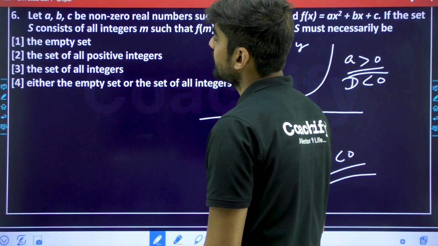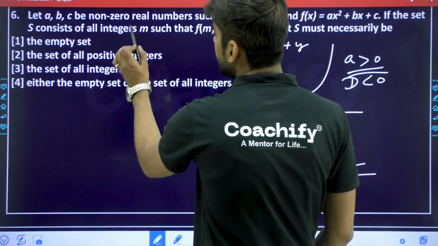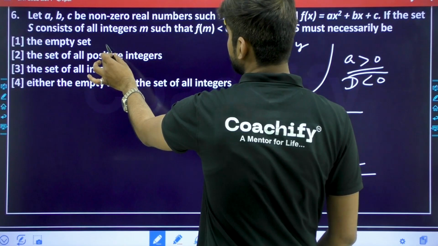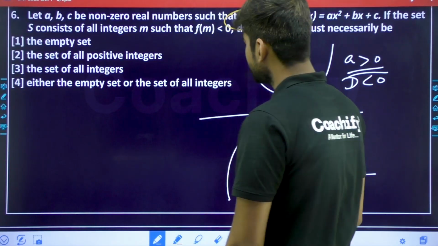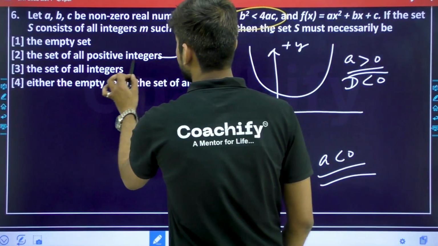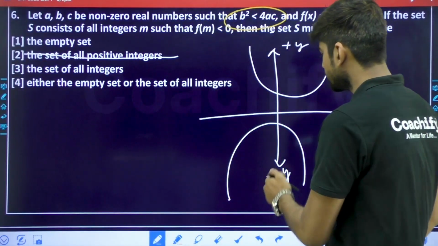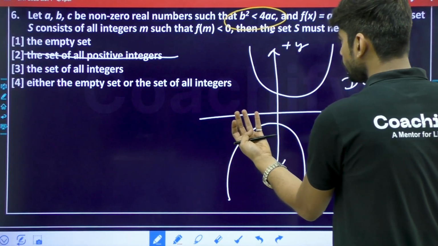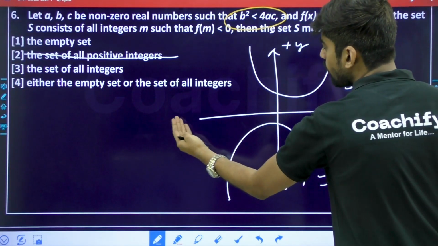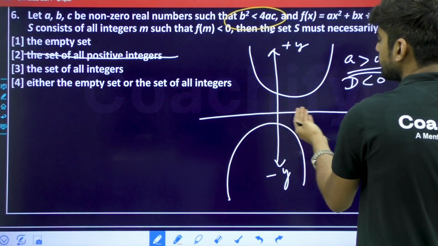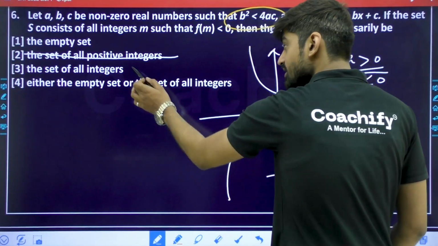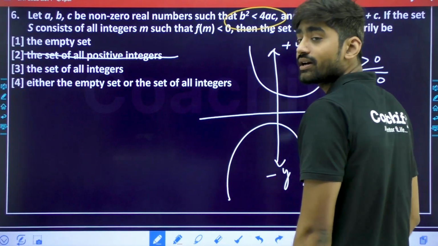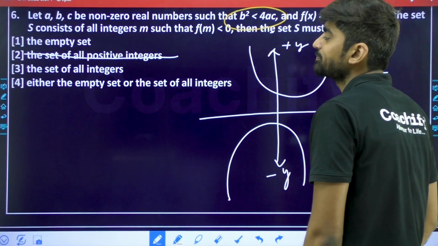The first option says the empty set. I think that is partially correct, not completely correct. Then it says the set of all positive integers. No, we can easily rule this out. This is not possible because if it is true, then it is true for all the integers, not only limited to positive integers. The set of all integers, yes, this can also be my answer, but this is also partially correct.